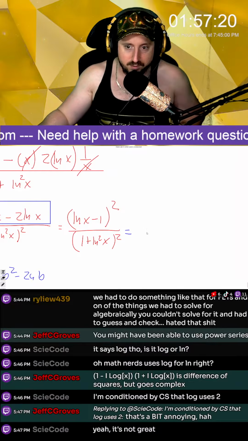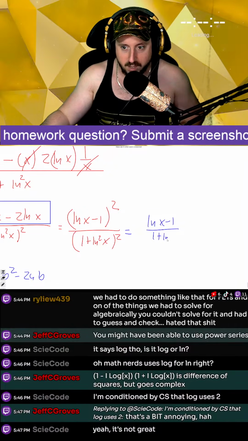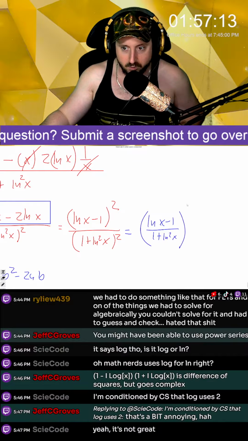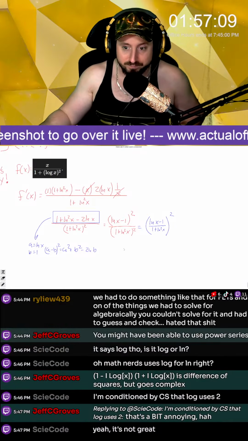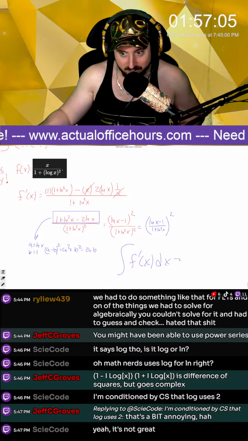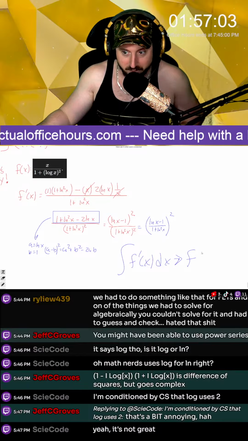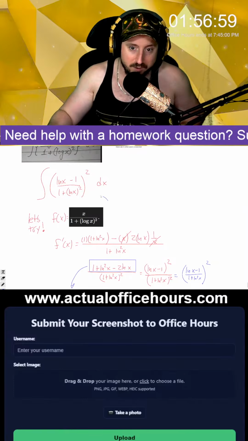So, yeah, and then this comes out to be ln of x minus 1 over 1 plus ln squared of x, all squared, which the integral of f prime of x dx is just equal to f of x. This is the fundamental theorem of calculus. So, there you go. That is your answer. Cool.